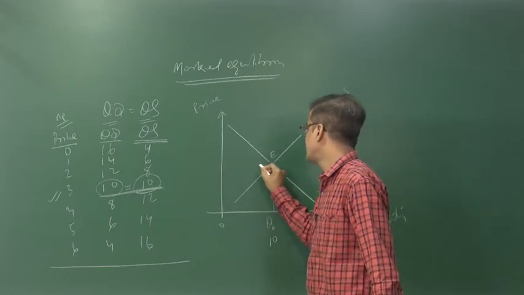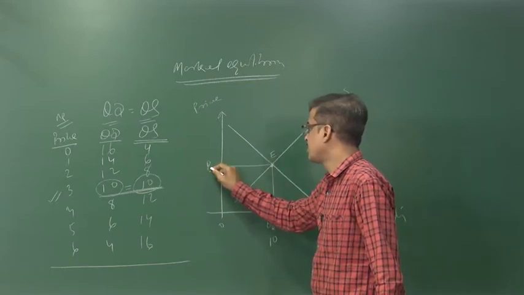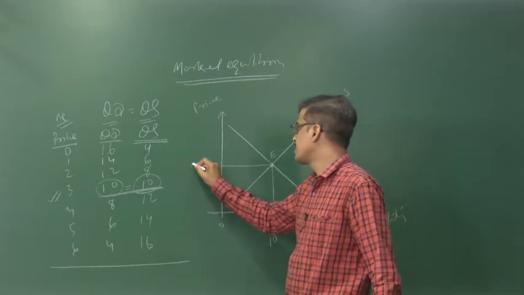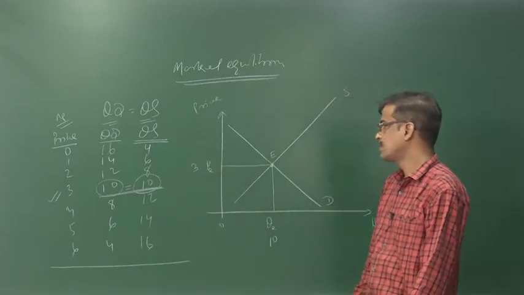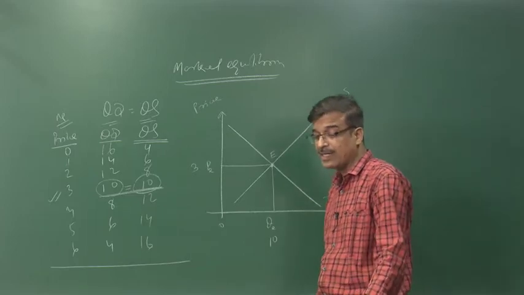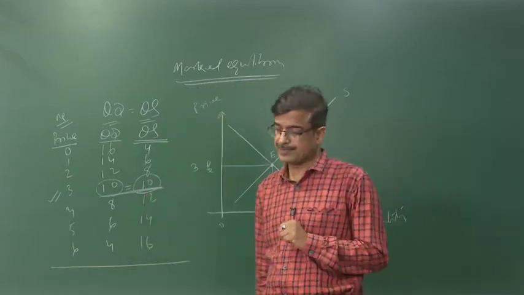Similarly, when you drop a perpendicular to the price axis, we find the equilibrium price is PE, which in our example is rupees 3. This is the equilibrium situation where quantity demanded and quantity supplied are equal to each other.